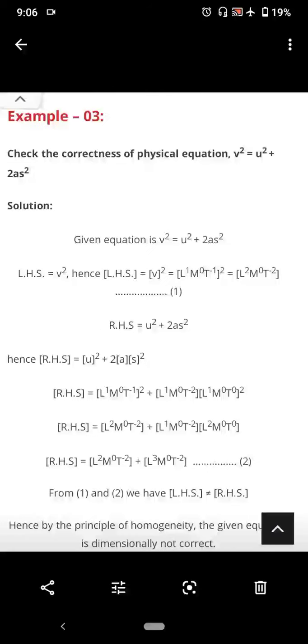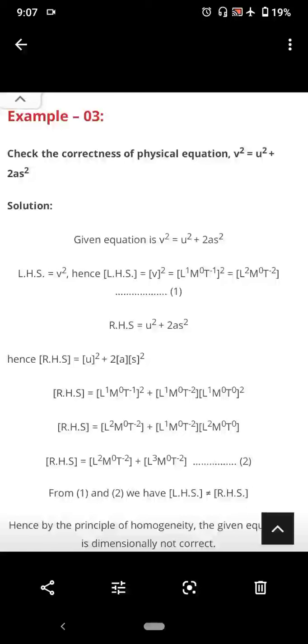Okay, now we take one more example. In this example also there is an equation given and we have to check whether it is dimensionally correct or not. The given equation is v square equals u square plus 2as square. Let me first explain the various terms in this equation. Here v is the final velocity, u is the initial velocity, a is the acceleration, and s is the displacement.